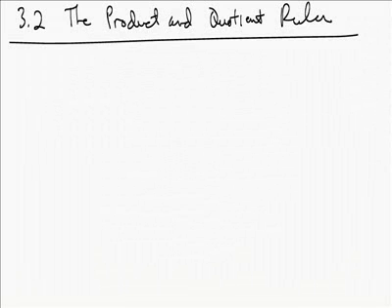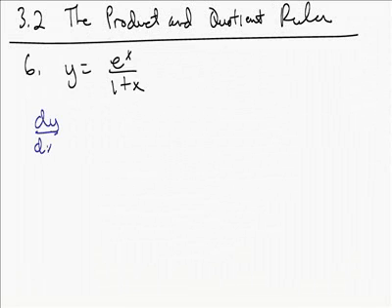Let's look at a few out of the first section here. Number 6 just asks us to differentiate this function, y equals e to the x divided by 1 plus x. Well, we have a quotient here, and so it looks like the quotient rule is going to be what we want. So let's use the correct notation. Always use the correct notation. dy dx. What is it equal to?